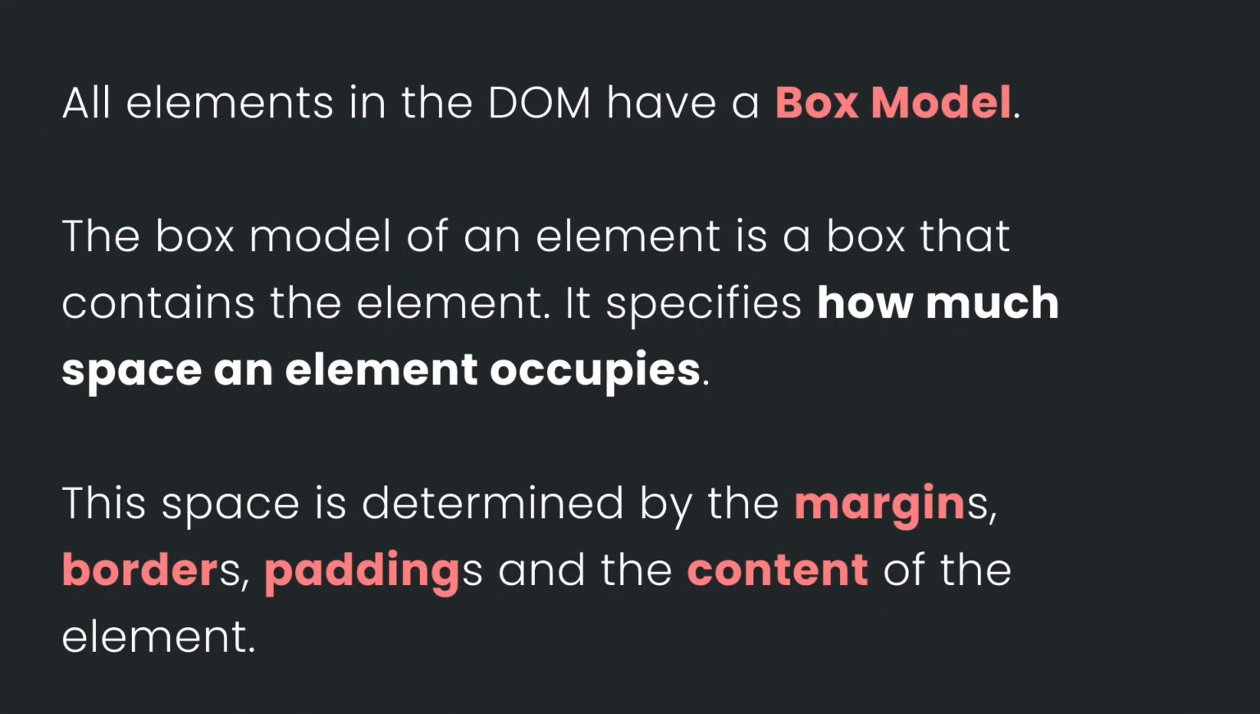All elements in the DOM have a box model. The box model of an element is a box that contains the element. It specifies how much space an element occupies. So even if an element may be 200 pixels, it may be occupying as much as 400 pixels on the DOM. And this space is usually determined by the margins, the borders, the paddings, and the content of that element.